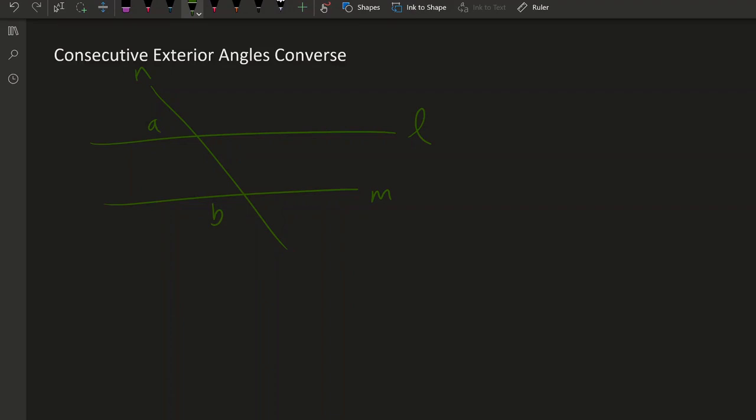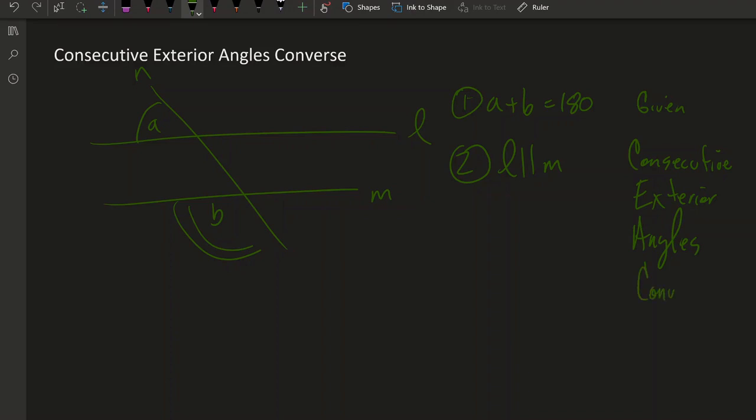So again, just like the other ones, we don't know that the lines are parallel here. But if we know that A plus B is 180, so I would say step 1, A plus B equals 180. That's given. Then I would say L is parallel to M because of the consecutive exterior angles converse.